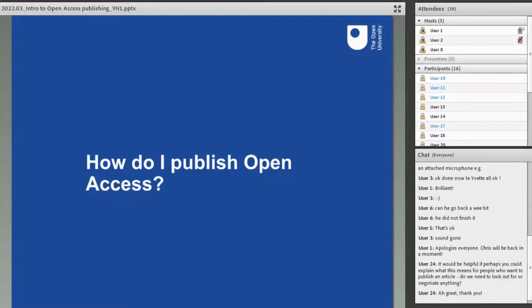So my name's Yvette. I'm a research support officer, and I work with Chris in the research support team. And this section will just take a look at how you can publish open access and some of the practical steps you can take and where to look for the information that you need.